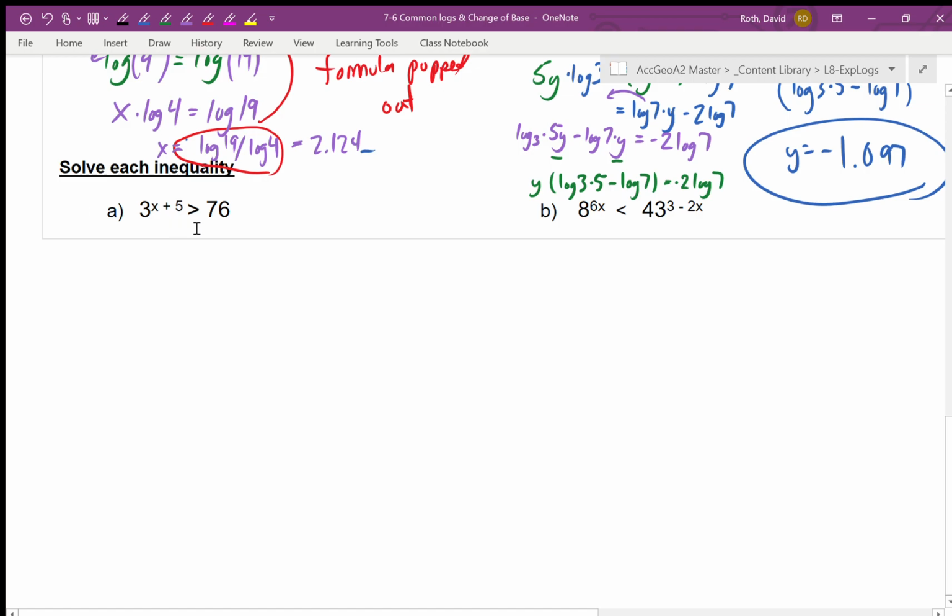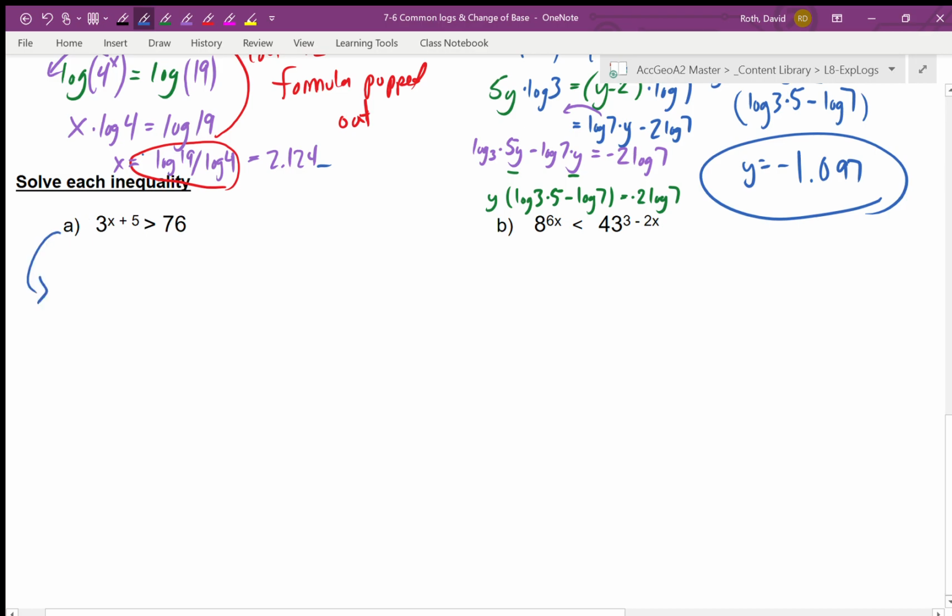Inequalities, same deal. Remember how we mapped this the other day? We can still do that. Mapping is still an excellent way. I like it just as much. Because what is a log? A log is a power. My power is x plus 5. So x plus 5 is greater than log base 3 of 76. And solve it the way we always did. x is greater than, we can calculate log base 3 of 76 if we want, minus 5, and we're all good.